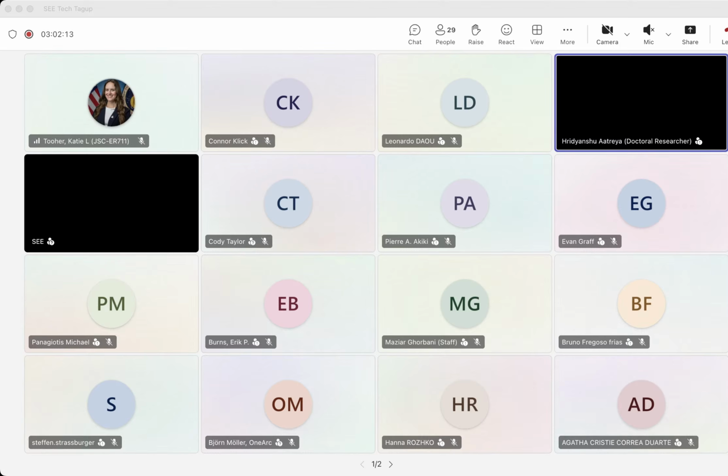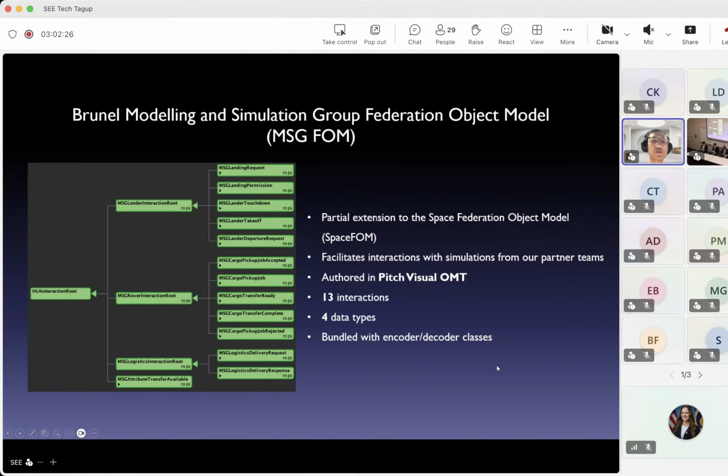We captured our requirements and those of our partners to create the Modeling and Simulation Group Federation Object Model as shown on screen, or the MSG FOM, and it was created in the Pitch Visual OMT software as an extension to the Space FOM. This formalized the data exchange between the federates developed by us and our partners.